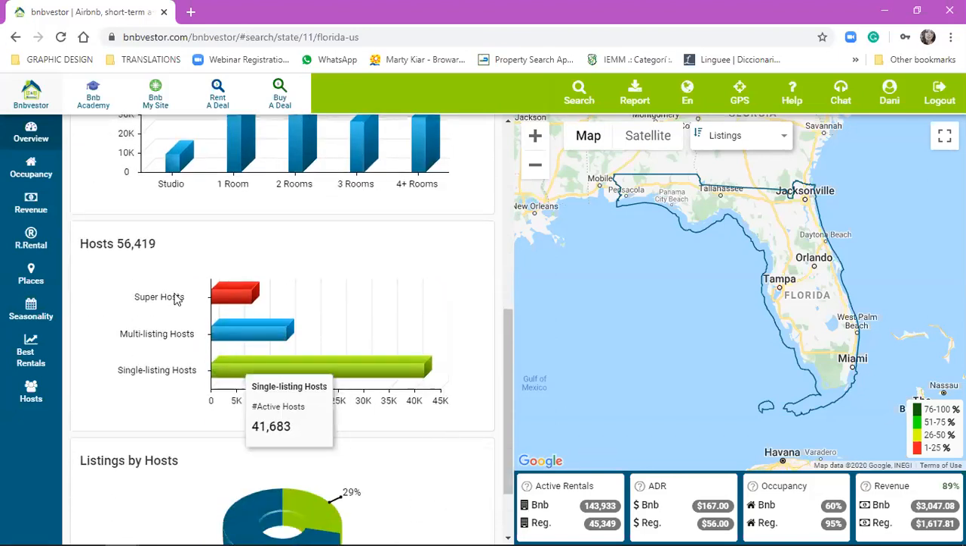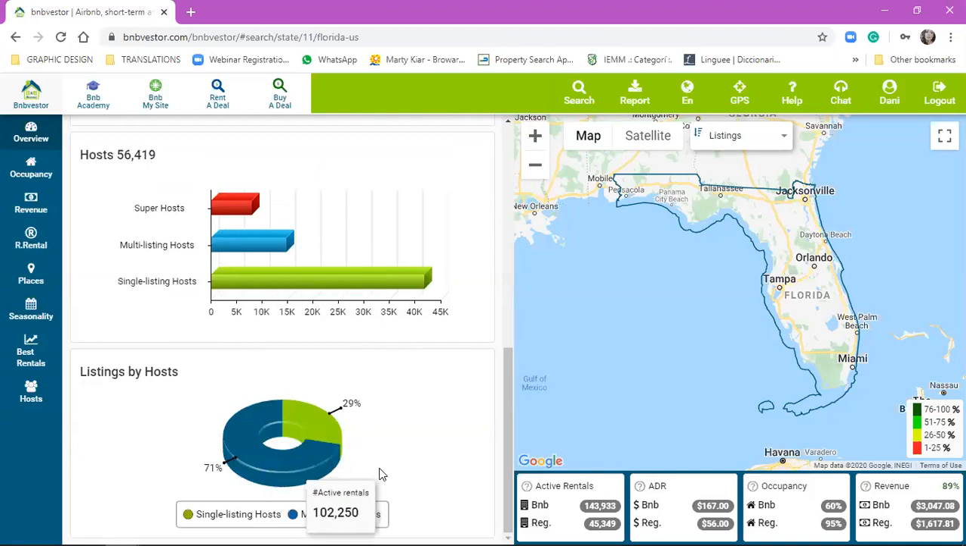Then you have the hosts. How many hosts are in total in the state of Florida? How many have single listings? How many have multi-listings? And then we have super hosts that have many listings. If you put your mouse over, it's going to give you the number of the different types of hosts. Then this is the same graph, just put into listings by host in percentages: active rentals with single listing hosts, and then multi-listing hosts.